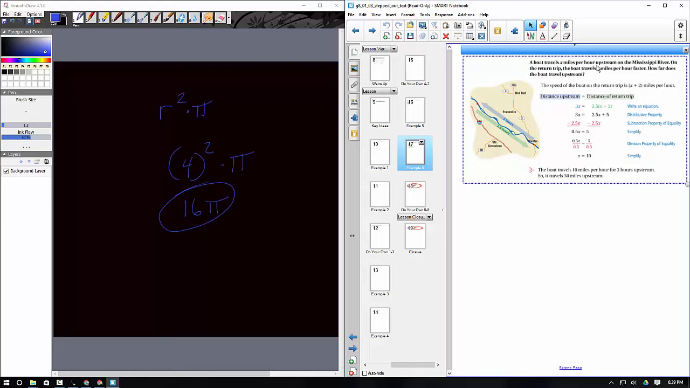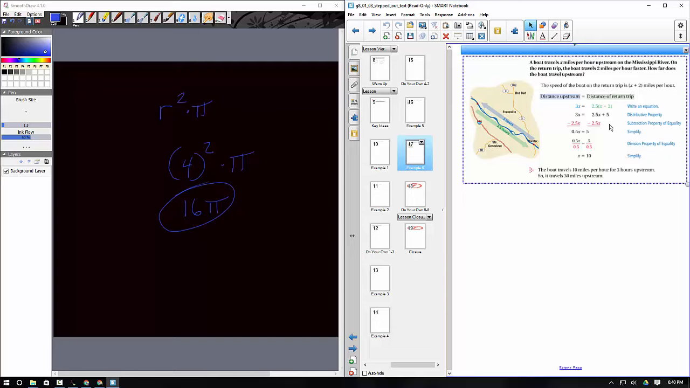So I know that it goes upstream x miles per hour, so it would be 3 times that x. I don't know what it is yet, I just know it's 3. And then down river, it goes x plus 2 miles per hour. Well, if you look here, it goes 2.5 hours at that rate. So I'm going to have 2.5 times x plus 2. I'm going to distribute, and I'm going to have 3x equals 2.5x plus 5.